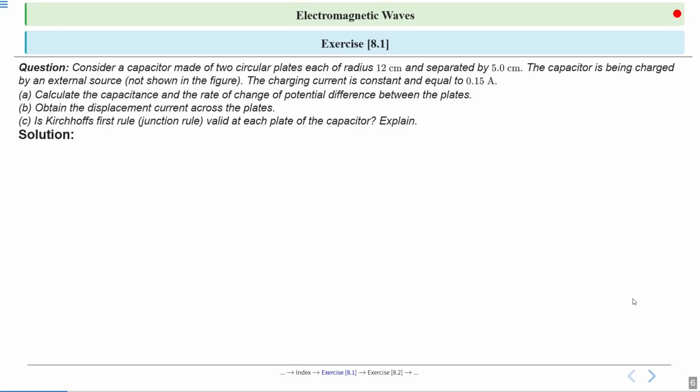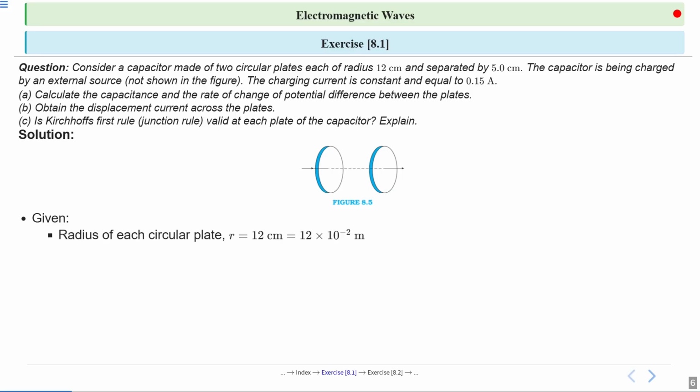So let's begin with the solution. Figure 8.5 shows the parallel plates of the capacitor. They are circular, and the source is not shown in the figure. So what is given in the question? The radius of each circular plate is 12 centimeter, which is 12 into 10 to the power minus 2 meter. The distance between the plates is given, d equal to 5 centimeter.